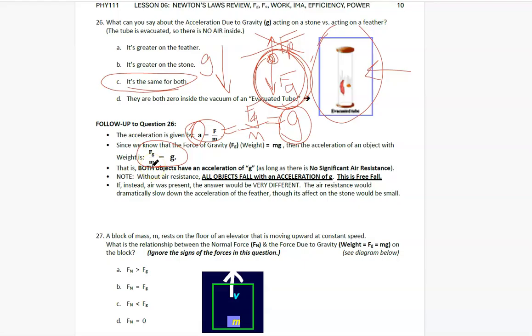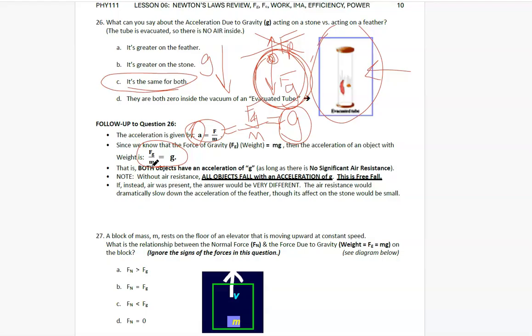And that's represented by this formula right here. So if both objects have an acceleration of g, when there's no air resistance, then you'll see them both fall. They'll accelerate as they drop and hit the bottom of the tube very quickly. So without any air resistance, we call that free fall.